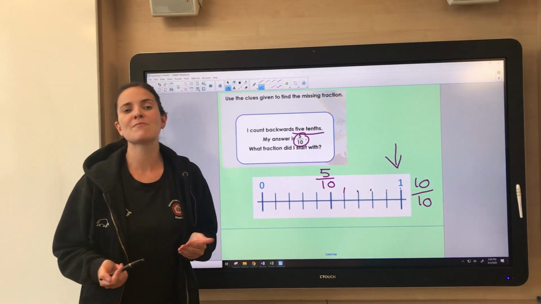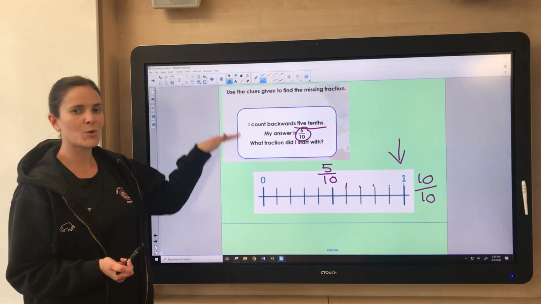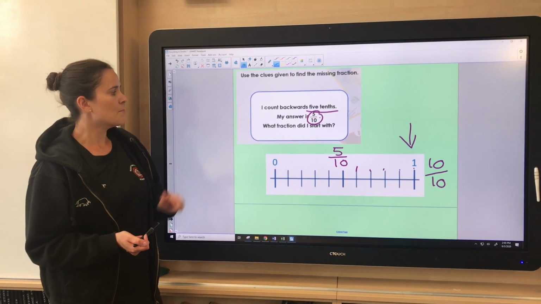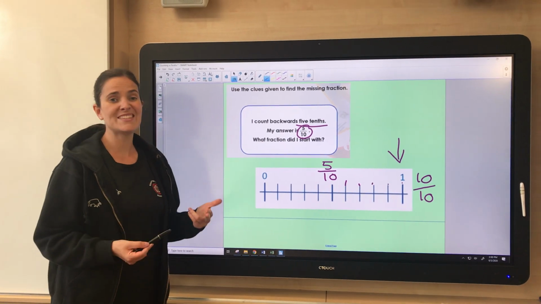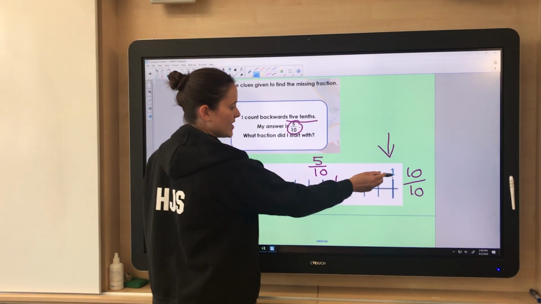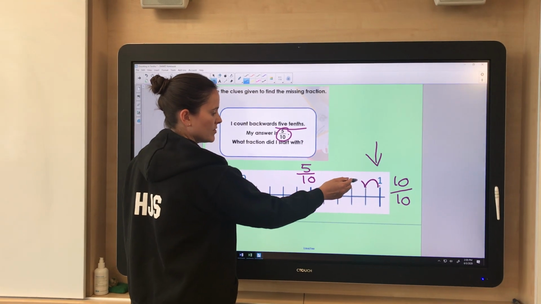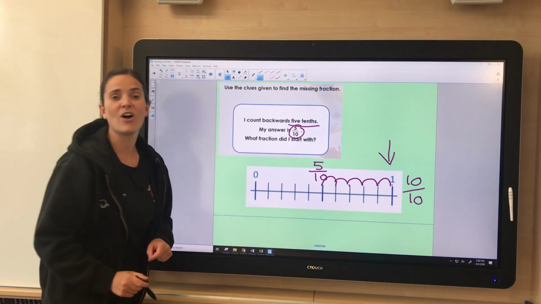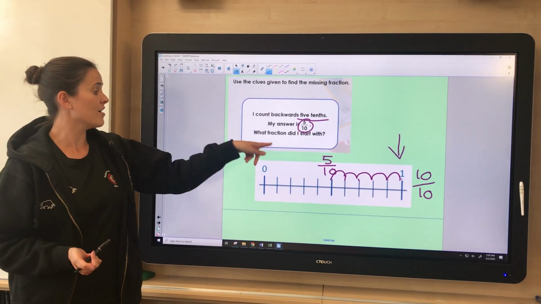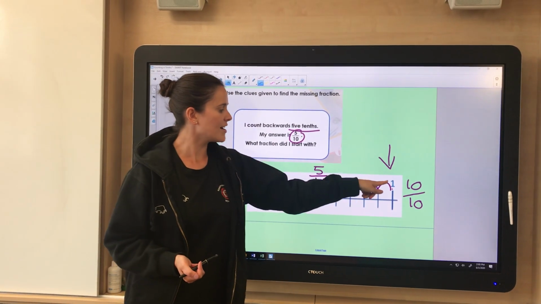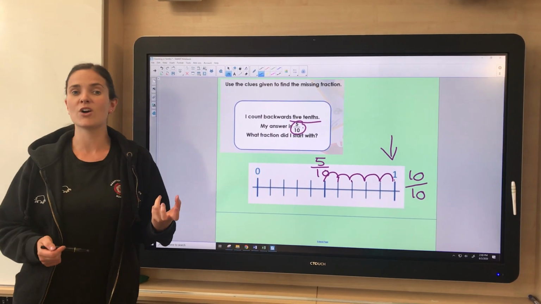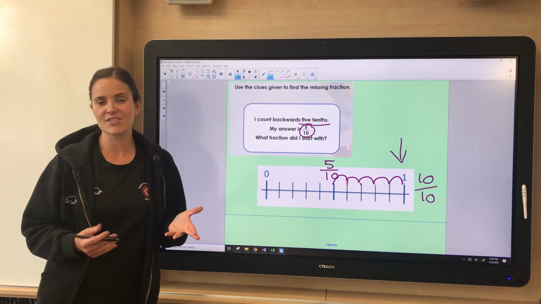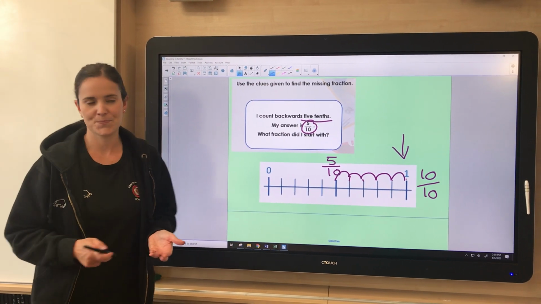I'm just going to check my working out by following this question through again. I count backward 5 tenths, my answer is 5 tenths. Where did I start? If I start here, and I count back 1, 2, 3, 4, 5, I am right. So I started either at 1 whole, or you could also put down 10/10. Both answers would get you the mark for that question.